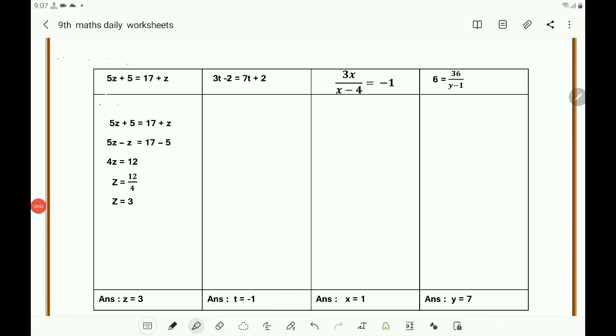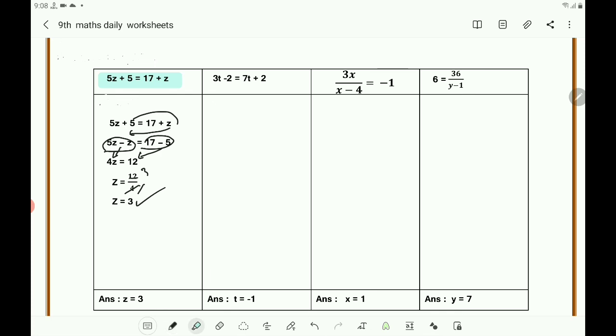Now next, you take some more examples. 5z plus 5 equals 17 plus z. Here also transfer z to the LHS and 5 to the RHS. It becomes 5z minus z equals 17 minus 5. Then 5z minus z is 4z. 17 minus 5 is 12. Then again you transfer this to the RHS. Then it becomes z equals 12 by 4. Then you can cancel this, 12 by 4. 4 ones are 4, 4 threes are 12. So you got z equals 3.